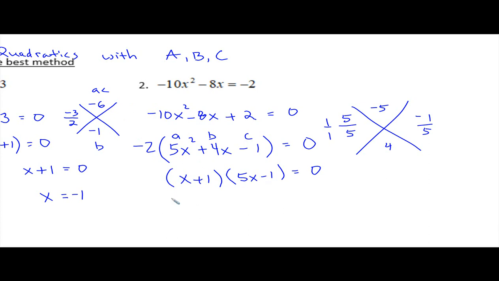When will these equal 0? We have x plus 1 is equal to 0. 5x minus 1 is equal to 0. So x will equal negative 1. Over here, you add 1 and then divide by 5, you get 1 over 5. Right.